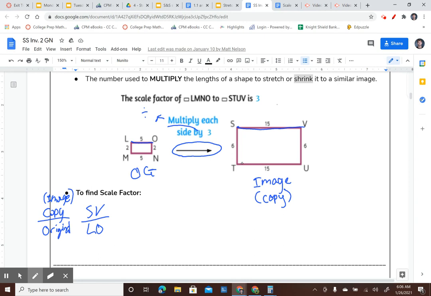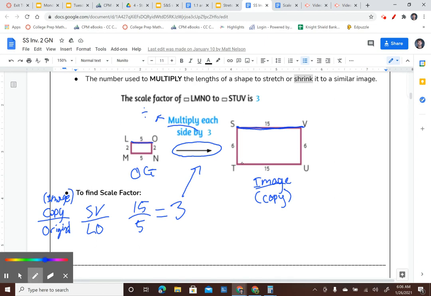So I have my copy side, SV, over my original side, LO. And so that would be 15 over 5. And then if I divide 15 by 5, it gives me 3. So I multiply each side by 3.